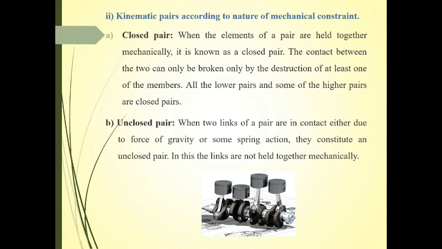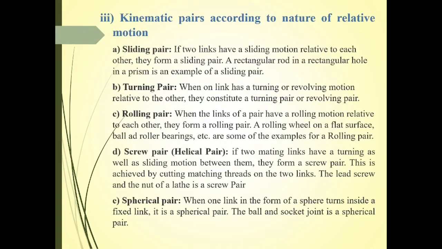An unclosed pair means when two links of a pair are in contact either due to the force of gravity or some spring action. They constitute an unclosed pair; in this the links are not held together mechanically. So that is called closed pair and unclosed pair.